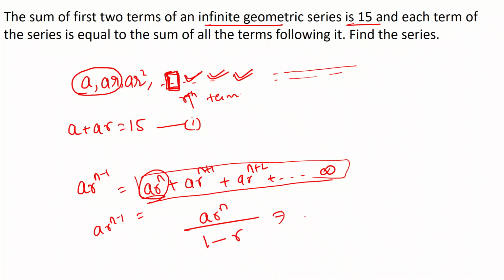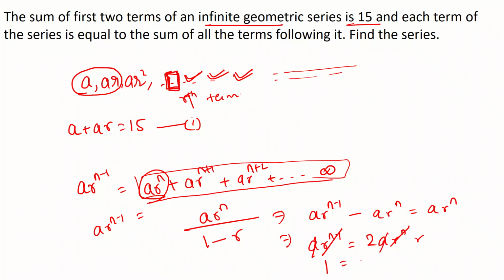Okay, so let's now cross multiply. A r to the power of n minus 1 times (1 minus r) minus a r to the power of n is equal to a r to the power of n. So what I have is a r to the power of n minus 1 is equal to 2 a r to the power of n. a and a cancel out, and r cancels out with 1 r remaining. So we have everything cancelling out. 2 will remain, I'm sorry, a will cancel out. So we have 1 is equal to 2r. That means r is equal to 1 by 2. Okay, so we get the value of r.